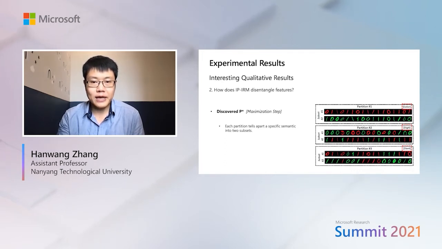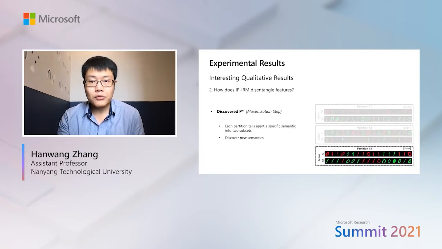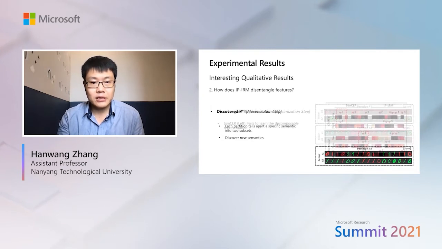First, for example, in partition 1, red and green digits are separated. Besides the obvious semantics such as the digit and color, labeling the first line and the second line, we can also discover a new semantic, the slot.